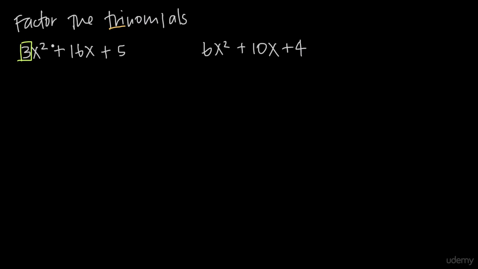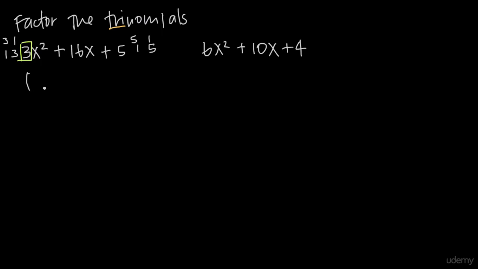So what do we do when we have a coefficient on the x squared? Well, we do the same thing we did before when we didn't have the coefficient. It just gets a little bit more complicated because we have to pay attention to the factors of 3 here, as well as the factors of 5. So if we look at the factors of 3, we know we're either going to have 3 and 1, or 1 and 3, essentially the same thing. And for 5, the only factors of 5 are 5 and 1, or 1 and 5. So now we have to figure out which products we can add together to get this middle number of 16.